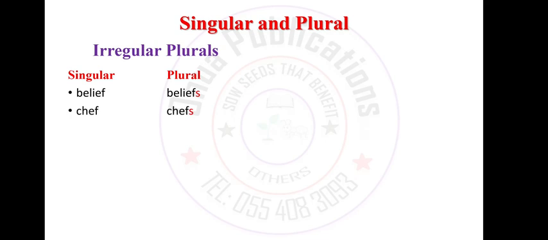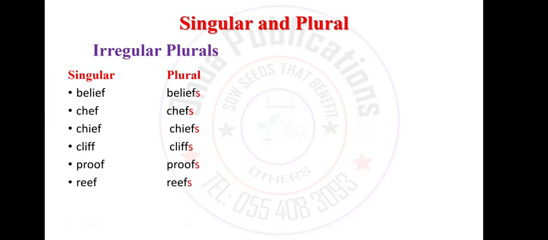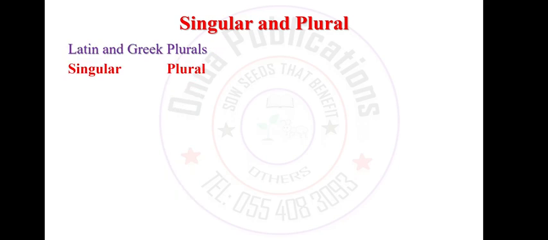We have chefs, chiefs, crafts, proofs, reefs, roofs, right? So that is for the regular and irregular nouns, plurals, right?